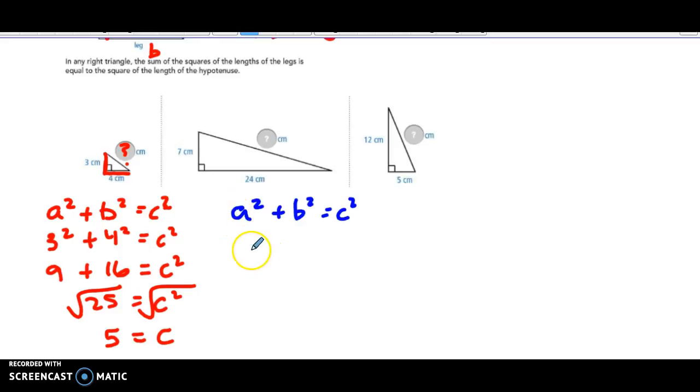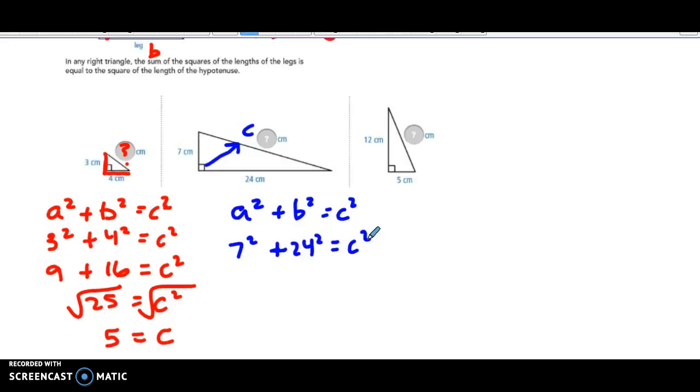Now I'm going to substitute values. So my hypotenuse, my C value, is the one that's across from my right angle, and that's the one that I don't know. So 7 and 24 are the lengths of the legs. So I can substitute 7 squared plus 24 squared, and that's going to equal the hypotenuse squared.